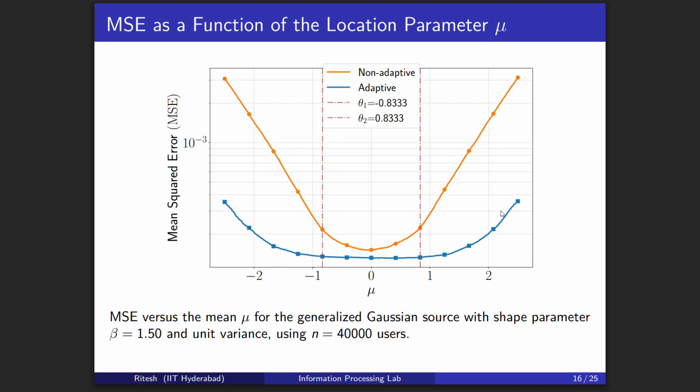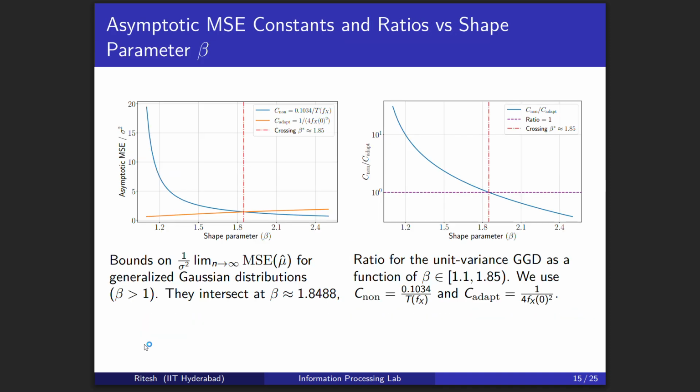So now we will see the MSE as a function of the location parameter, MSE versus mu. For the generalized Gaussian source, the shape parameter we are choosing is beta equal to 1.5, because the crossing happens at 1.85. If beta is greater than 1.85, then our adaptive one will still be valid, but the non-adaptive constant and non-adaptive lower bound will no longer be valid beyond this bound. One can refer to the paper for better understanding. We have explained this and given an example properly.